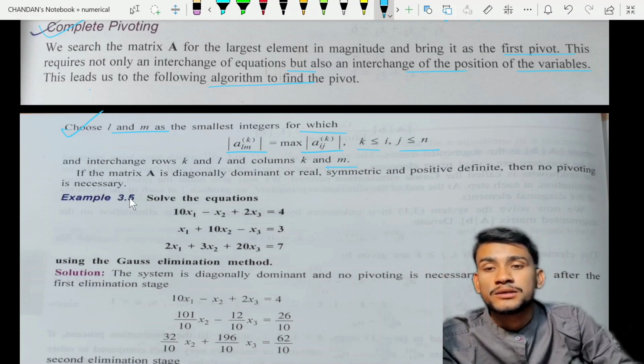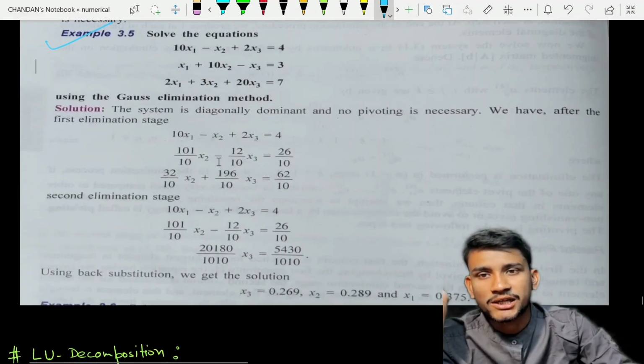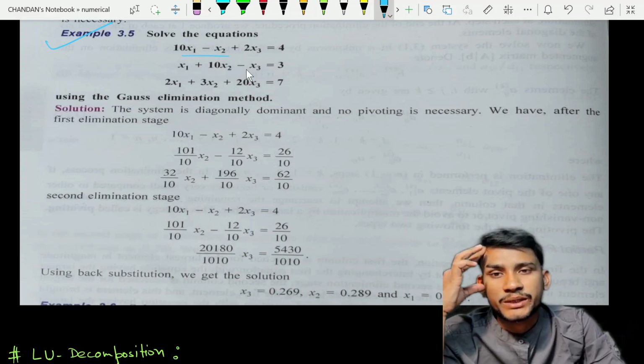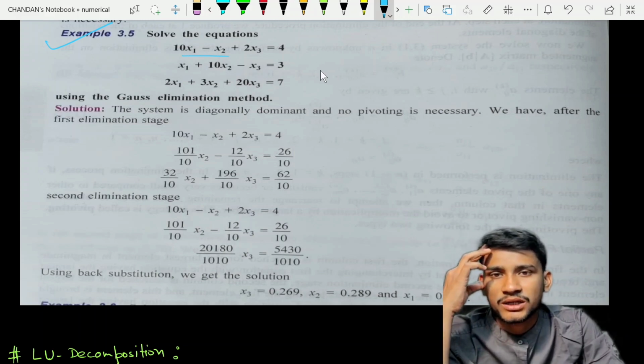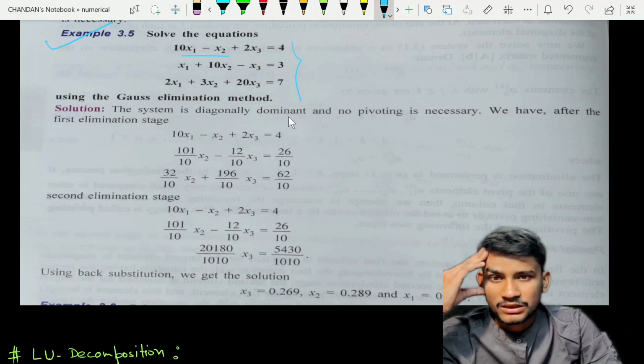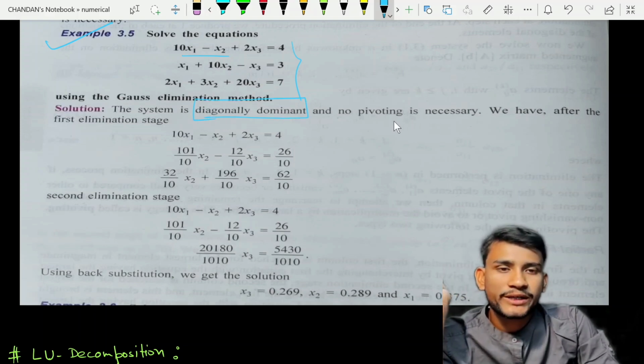Okay, now taking an example, and this is from the book of Jain. So solve the equations 10x1 minus x2 plus 2x3 is equal to 4, and the other two equations, by Gauss elimination method. The system is diagonally dominant. Okay, what do we mean by diagonally dominant? So this is a very important word, and no pivoting is necessary.